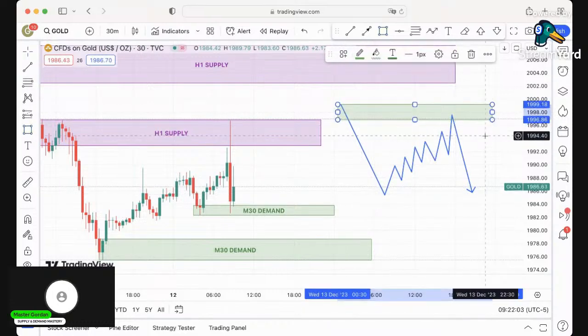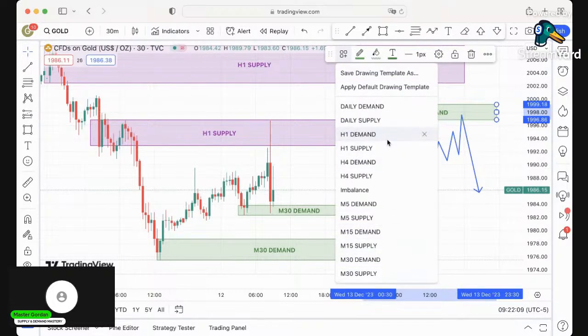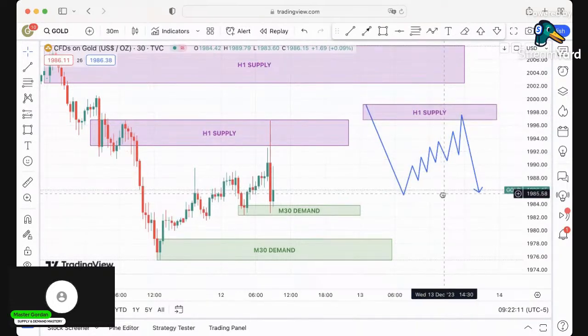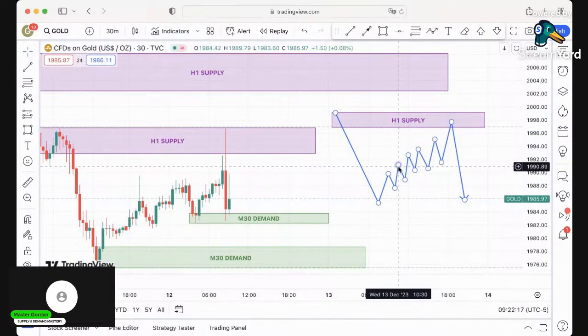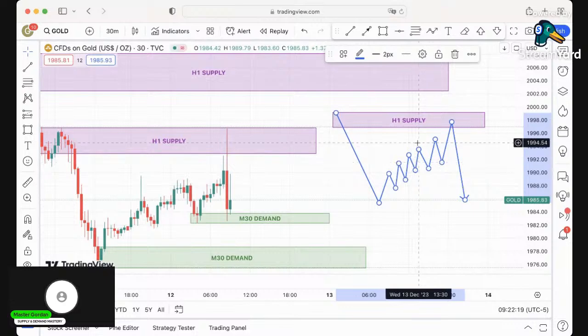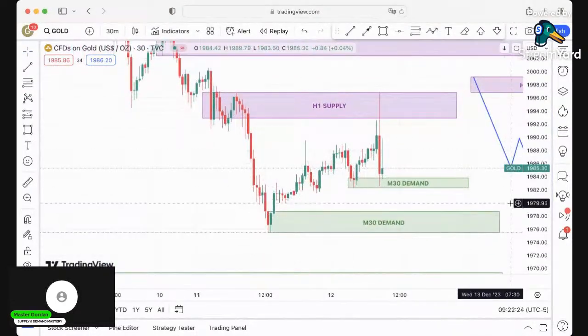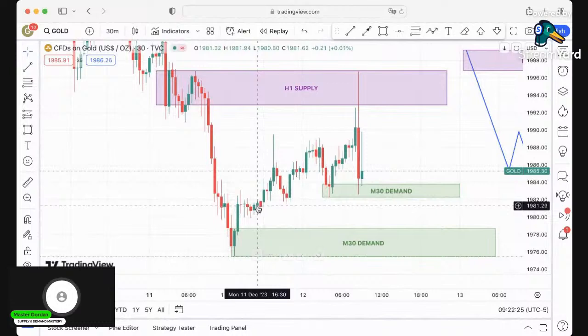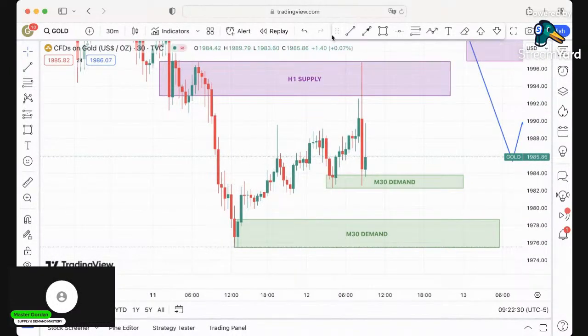For example, this is one of the high time frame supplies. We take this as our high time frame supply. So for this small zigzag, this is what we call the compression. And you can see right here, this is the only fresh demand zone we have in M30.